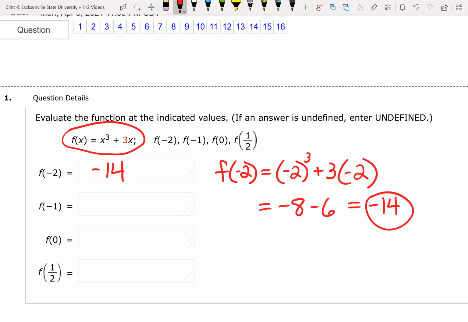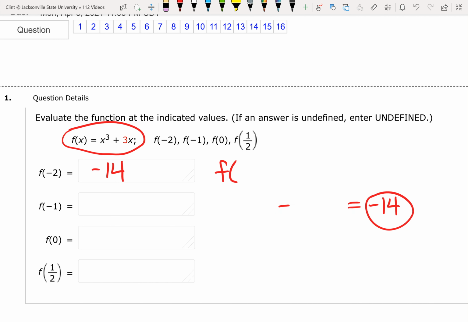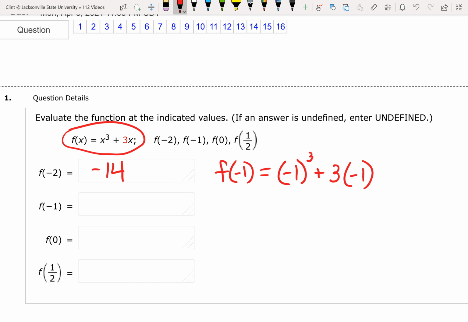Next we have negative 1. Same thing, but this time we're going to use negative 1. Again, we got another negative number, so it's a good idea to use parentheses so we don't mess the sign up. Here, negative 1 cubed is negative 1. 3 times negative 1 is negative 3, so we get negative 4.